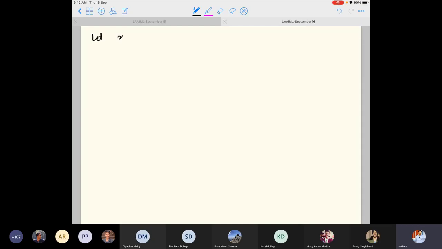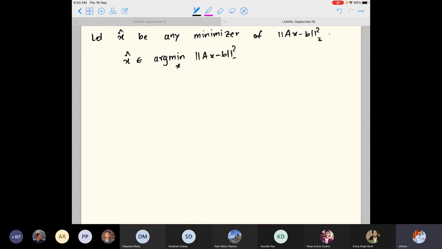So let x hat be any minimizer of norm Ax minus b whole square, right? That means x hat is actually argmin of norm Ax minus b whole square. So x hat is one of the minimizers, say for example. Then what should x hat satisfy? Obviously x hat is a critical point. That implies that x hat has to satisfy gradient of f(x hat) is equal to 0.